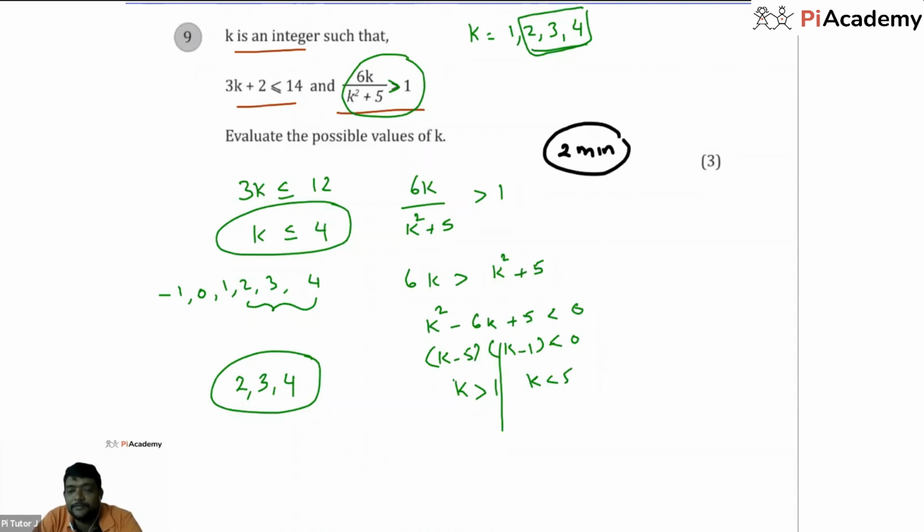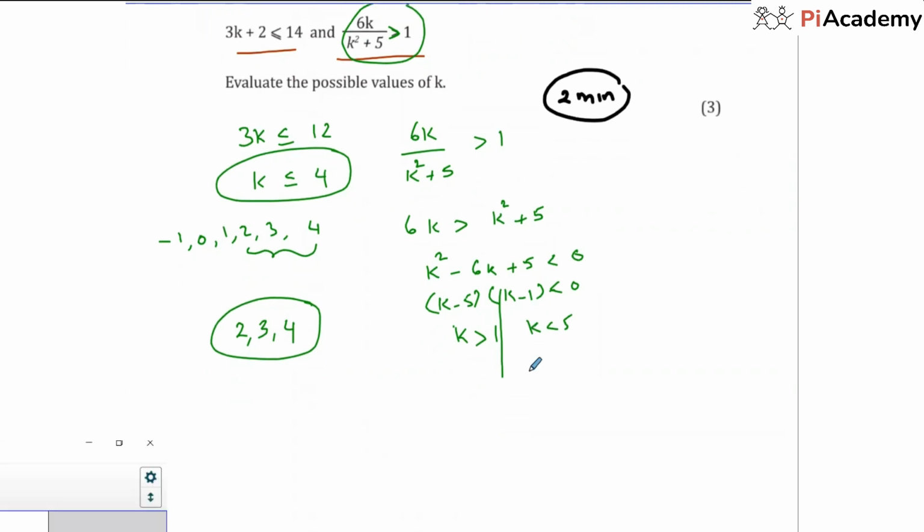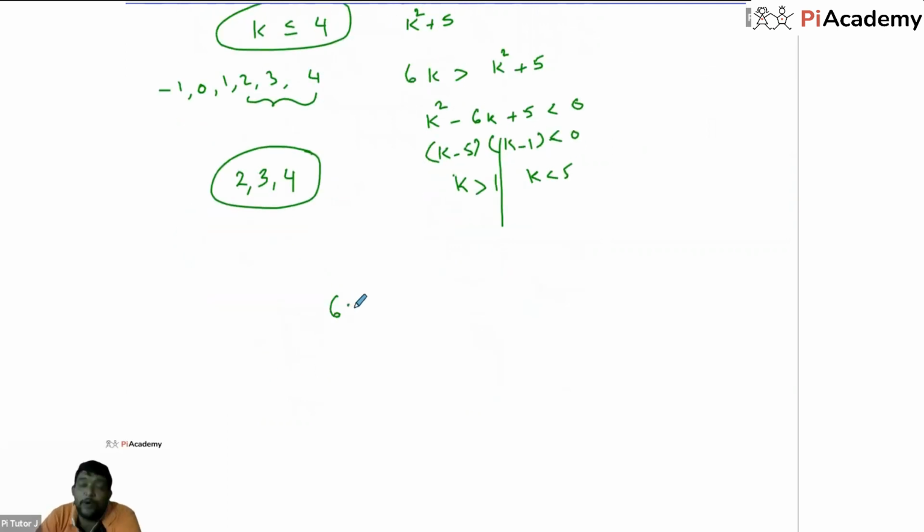I didn't get the last bit, like from 6k is greater than k squared plus 5. Okay, so look here. 6k is greater than k squared plus 5. Okay, now you see here. You're subtracting 6k, so you have k squared minus 6k plus 5 is less than 0, right?